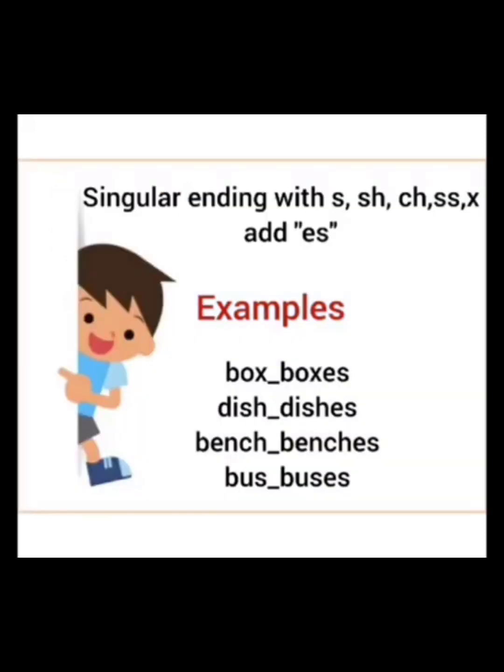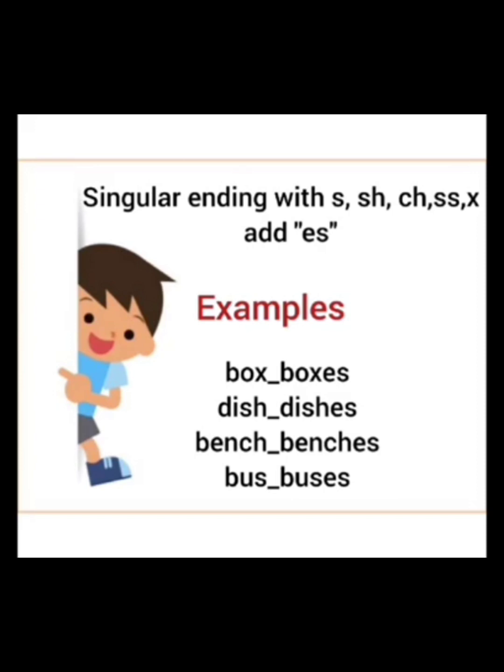Next is when singulars end with s, sh, ch, double s or x, we add es with the given nouns. For example, box, it ends with x, we'll add es, boxes. Dish, dishes. Bench, it ends with ch, benches. Bus, buses.